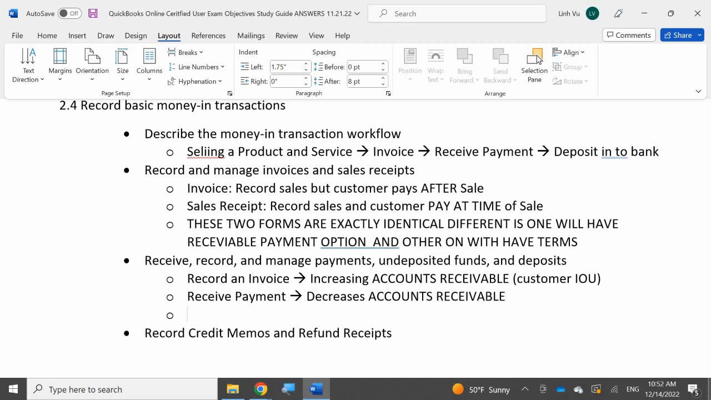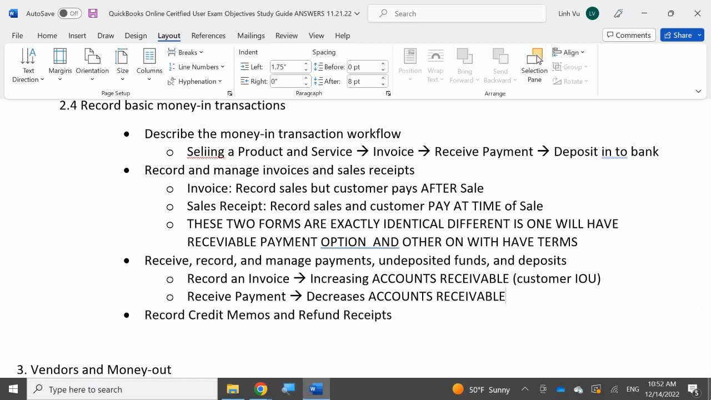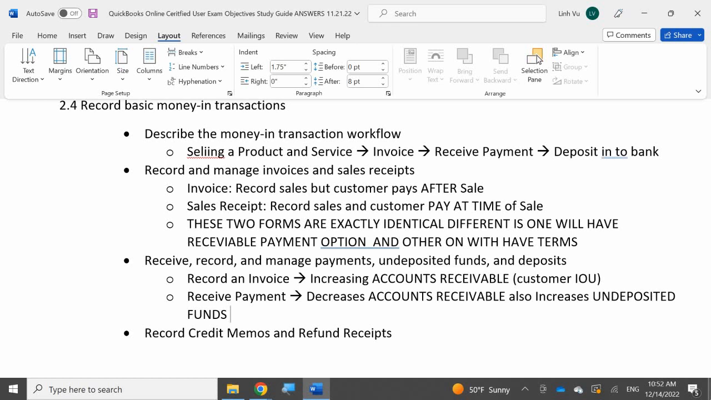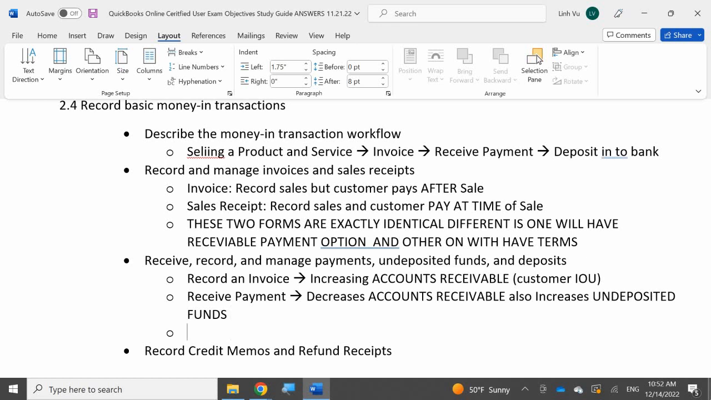When you receive a payment and it decreases accounts receivable, it also increases undeposited funds. Remember, when you receive a check from a customer, where does the money go? Does it go into your bank? If you receive a check, does it go to your bank? You have to deposit it into your bank. So when you collect that check, you decrease accounts receivable, but you're increasing undeposited funds because now you actually need to make the deposit. You actually have to physically go to the bank or use your online banking mobile app and take a picture of the check.